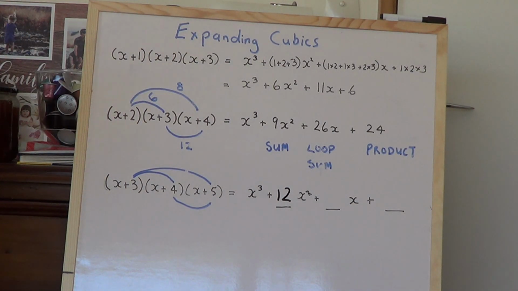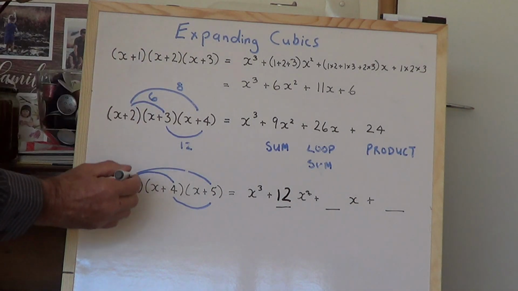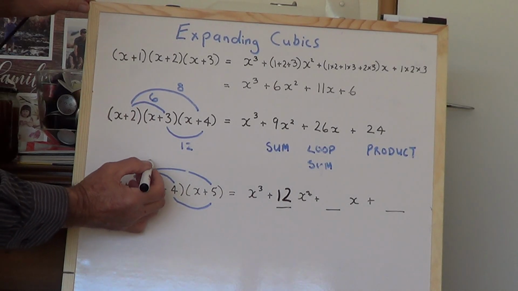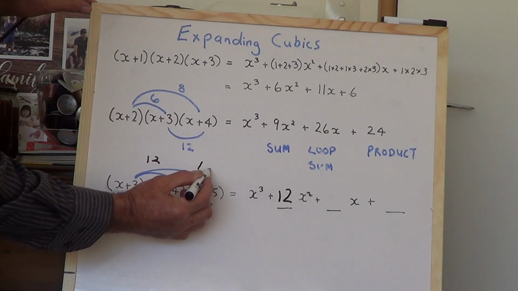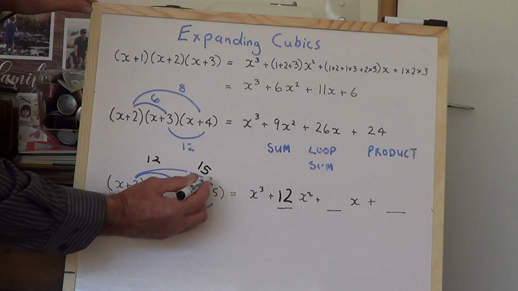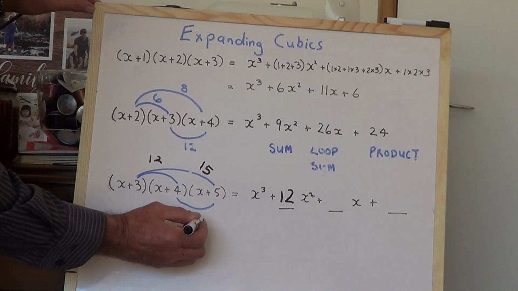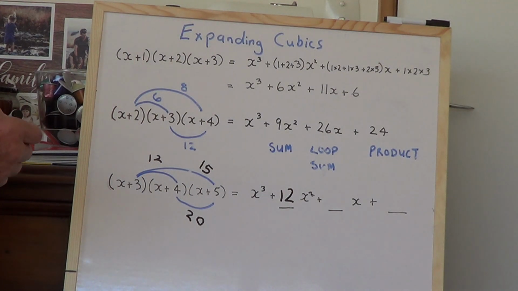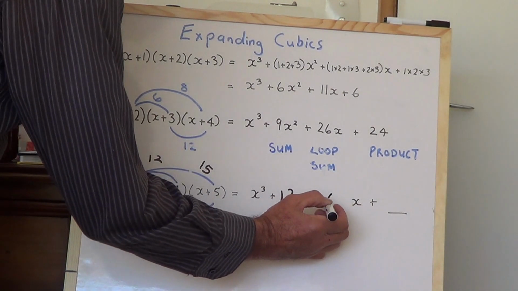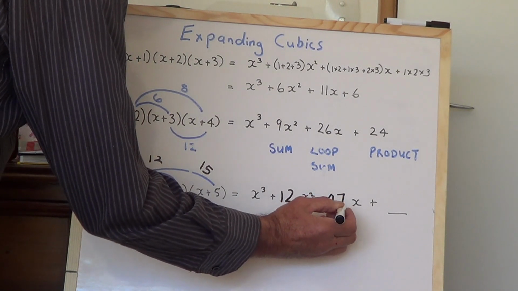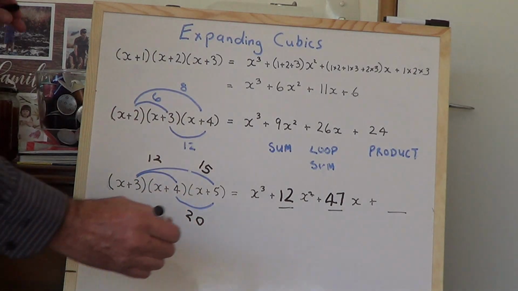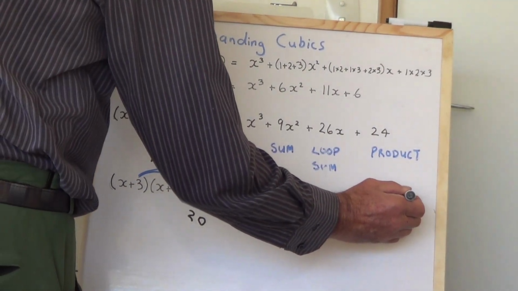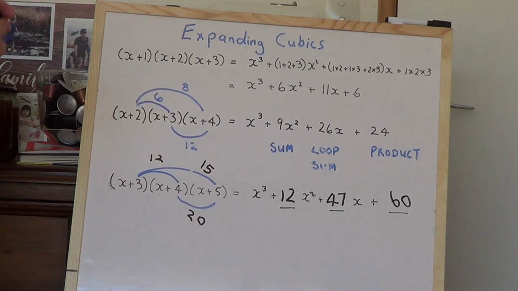Right, now we want to do the combinations of 2. So we go 3 times 4, which is 12. We go 3 times 5, which is 15. And then we go 4 times 5, which is 20. So we add 20, 12 and 15, and we will get 47. There we are. Nice and big. And then for the last number we go 3 times 4 is 12, times 5 is 60. There's the expansion. That's all there is to it for simple quadratics.